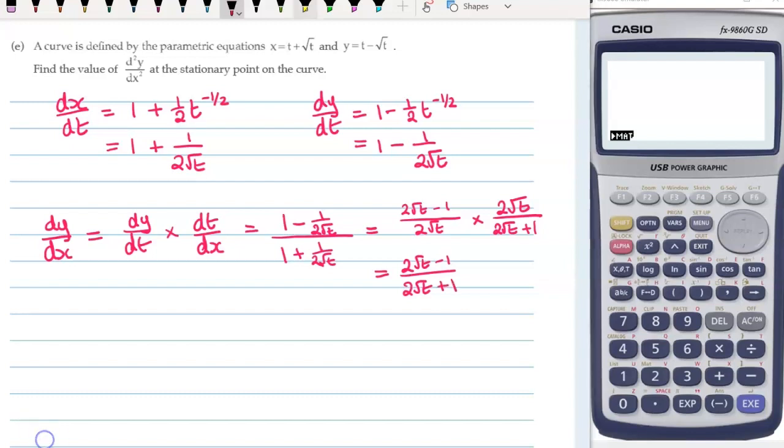Now let's check back in with what we're trying to do with this question. We want the second derivative, and we need to find it when we're at the stationary point. So we do need to work out where the stationary point is. So let's do that now. Set that equal to 0, and we'll end up with 2 root t minus 1 equals 0. So root t would be 1 over a half, so t is a quarter.